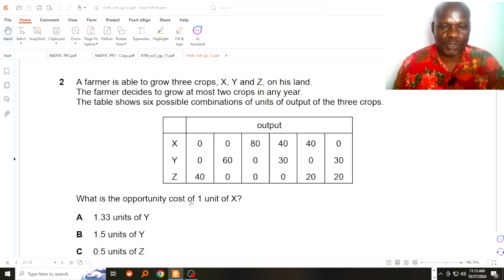So what is the opportunity cost of 1 unit of X? That's the question that we should consider. So the question considers the concept of opportunity cost. And we should note that in economics, there are 3 major concepts that make or define economics. One is we have scarcity. Two is choice, which then necessitates opportunity cost. So let's see what our solution should look like.